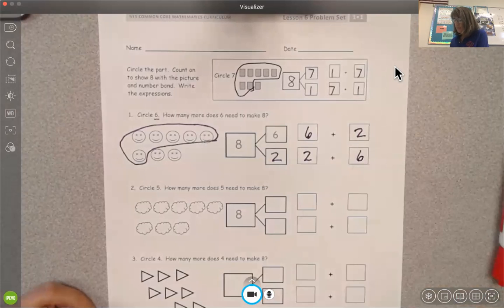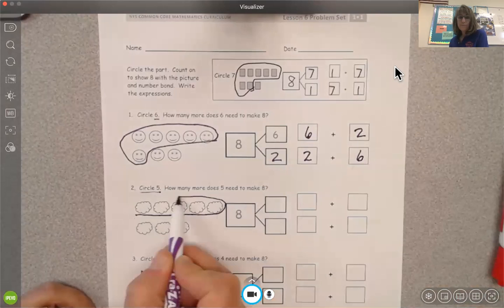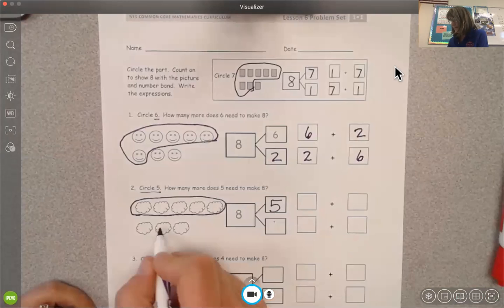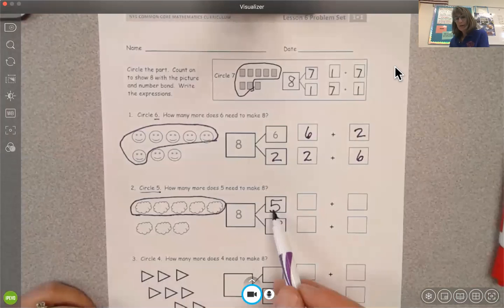This one says circle 5. How many more does 5 need to make 8? Oh, I like how they put 5 in a straight row for us. So let's circle those ones. Let's put our 5 right here, because we circled that already. How many more do I need to make 8? Yeah, 3, because there's 1, 2, 3 clouds left. We can do 2 different equations with this number bond of 5 and 3 are our small numbers, with our whole number being 8. So parts of the number are 5 and 3, whole number is 8.